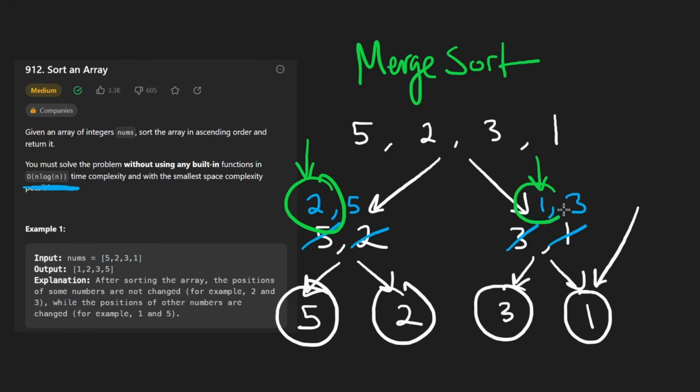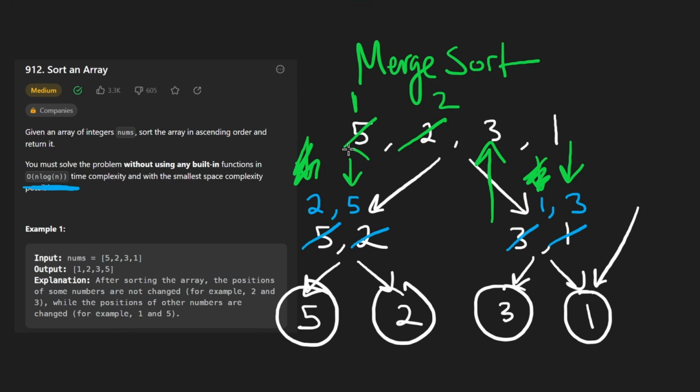So compare 2 and 1, 1 is smaller. So we put a 1 over here. Then we move our pointer over here. And since we've used the 1 over here, we also shift this pointer to now be over here. Now, which one of these two is smaller, 2 or 3? Well, it's going to be the 2. So we put the 2 over here and take this pointer and shift it by 1 over here and take this pointer and shift it by 1 over here.